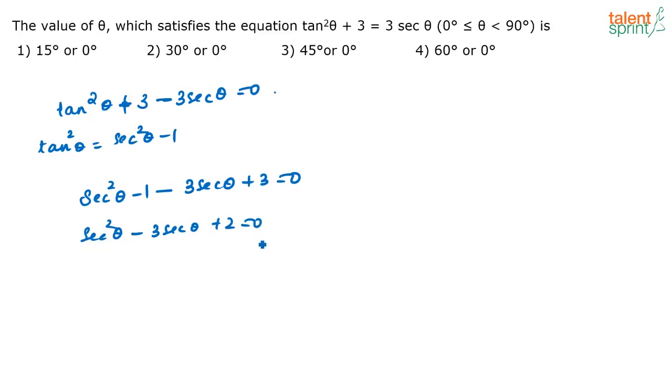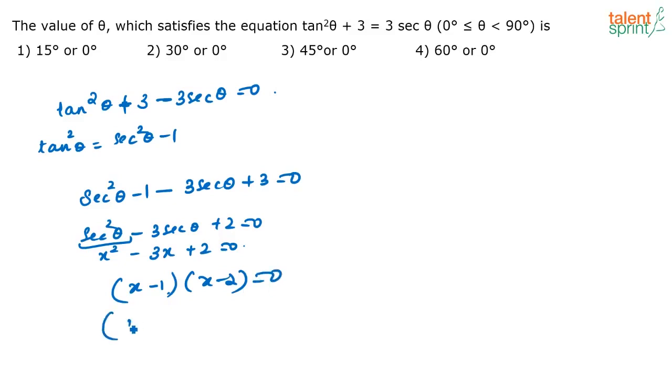Now this is like a quadratic equation. Basically I have to find the roots. So the sec theta you can just take as x. If you are confused you can directly write it like that, so this is of the form x squared minus 3x plus 2 is equal to 0. So what are the roots here? x minus 1 into x minus 2, right? Or it is nothing but sec theta minus 1 into sec theta minus 2 is equal to 0. So what are the roots? The value of sec theta is either 1 or 2. So these are the values of sec theta.